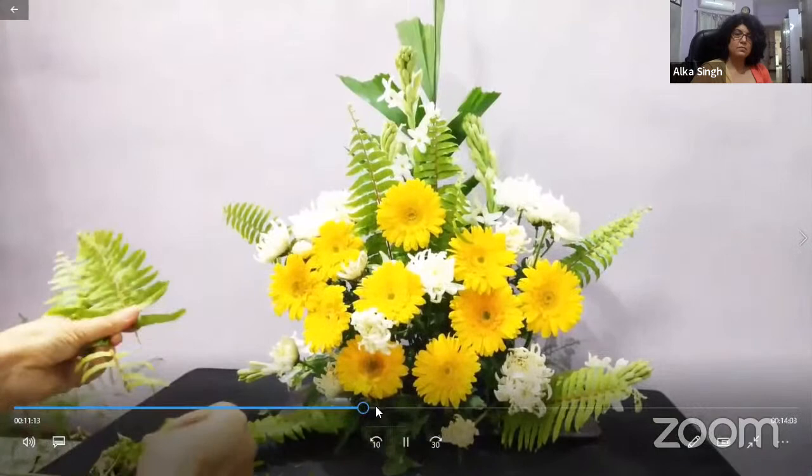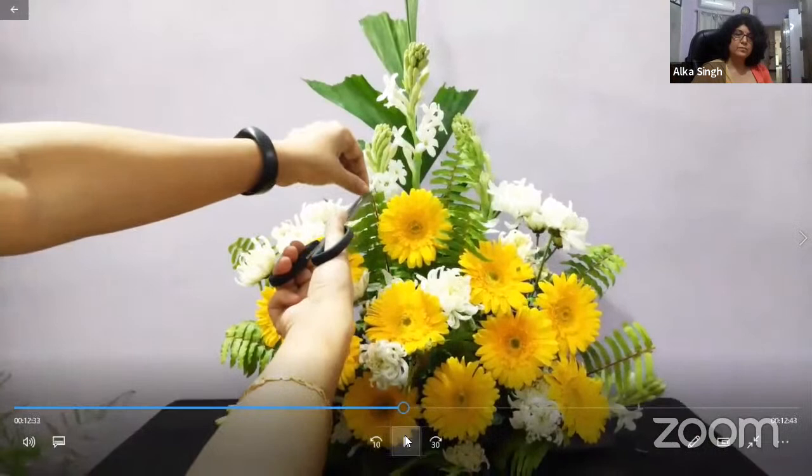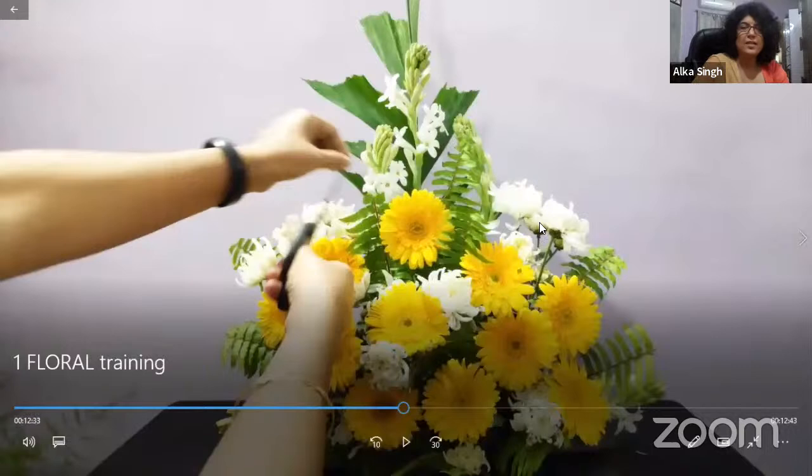If a flower is extra or going outside the geometry, we'll just trim it off. So this is one basic style, that is triangle, which students can, if you practice it, easily make. It is very easy to make.